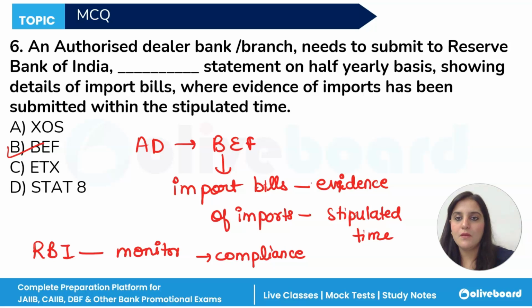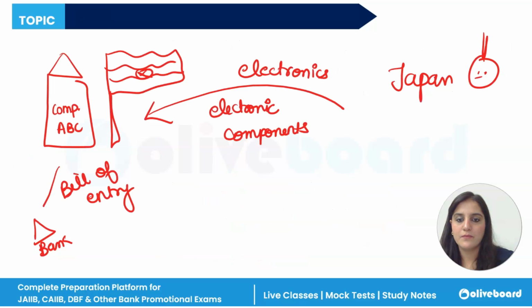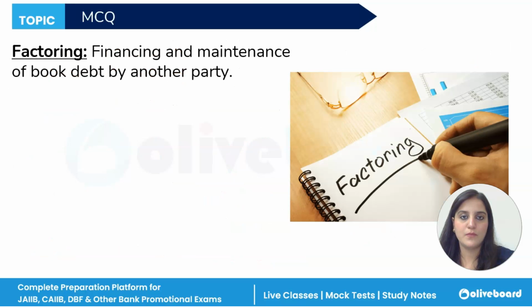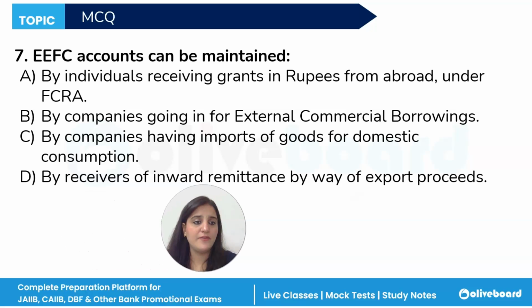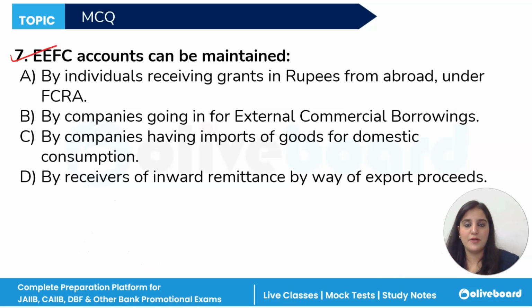Now, moving to the next one. Factoring. Factoring is financing and maintenance of book debt by another party. Now the next question is EEFC accounts can be maintained. Most important question. EEFC accounts are Exchange Earner Foreign Currency accounts. Basically it is a specialized bank account available in India that allows individuals and companies to maintain foreign currency earnings without converting them into Indian rupees.